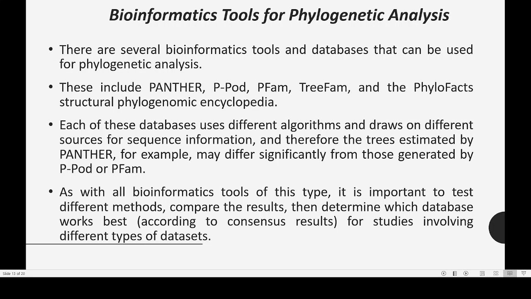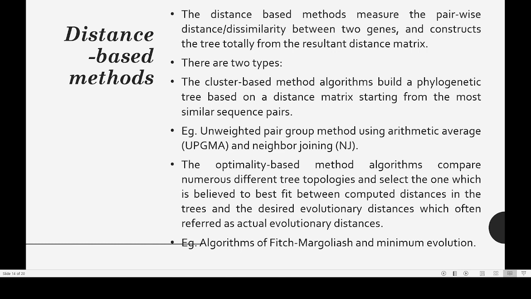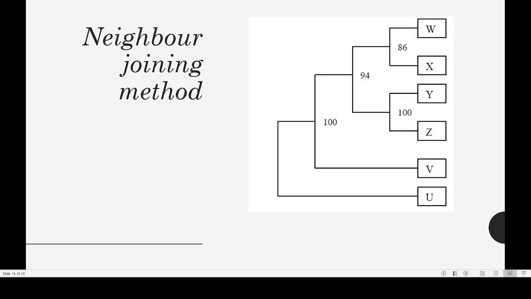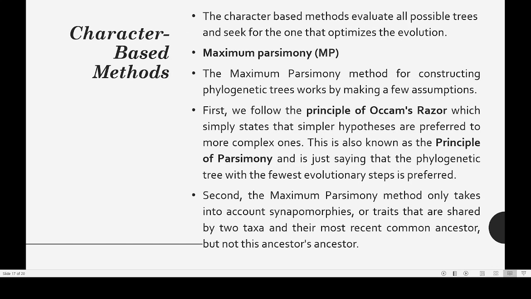Now here also you can find a lot of software used for phylogenetic analysis: Panther, PeaPoD, Pfam, TreeFam, PhyloFile. Thousands of software are there, and this is a highly emerging field. Every day new software is introduced. There are basically two types of most common methods. One is the distance-based method, and out of the distance-based methods, UPGMA is one common method used for phylogenetic study. There is another method called the neighbor joining method. Both are complicated methods, and I am not going into that.